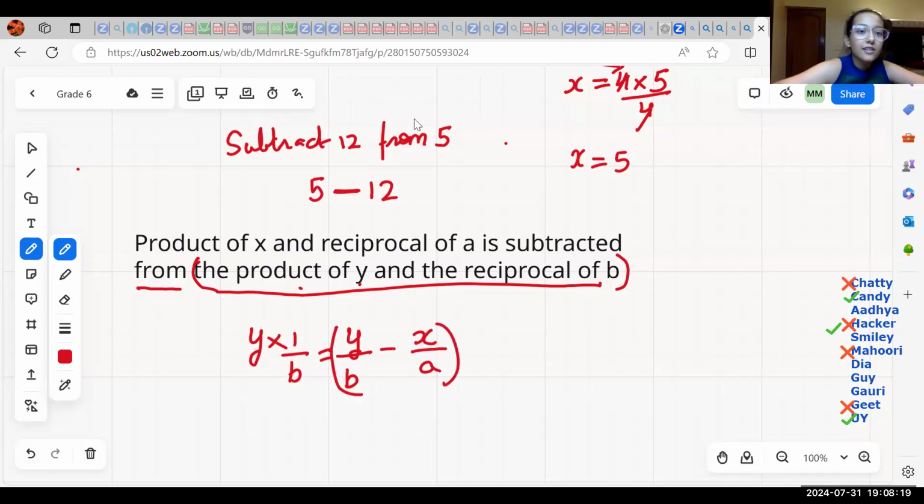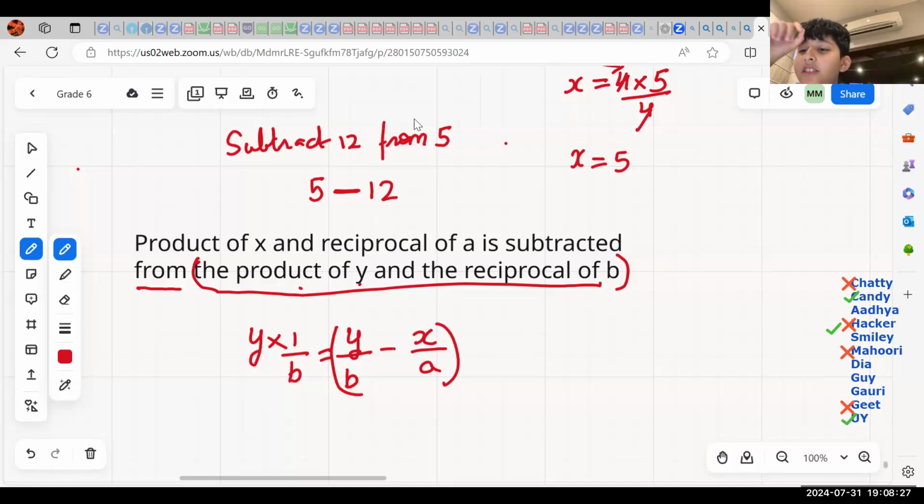Sir, I did x upon a minus y1. So I will ask, sir, in the end, I did the final answer as, sir, I did not send it there. Sir, I did it as x and 1. So I did 1x. Okay, so I will ask one by one.